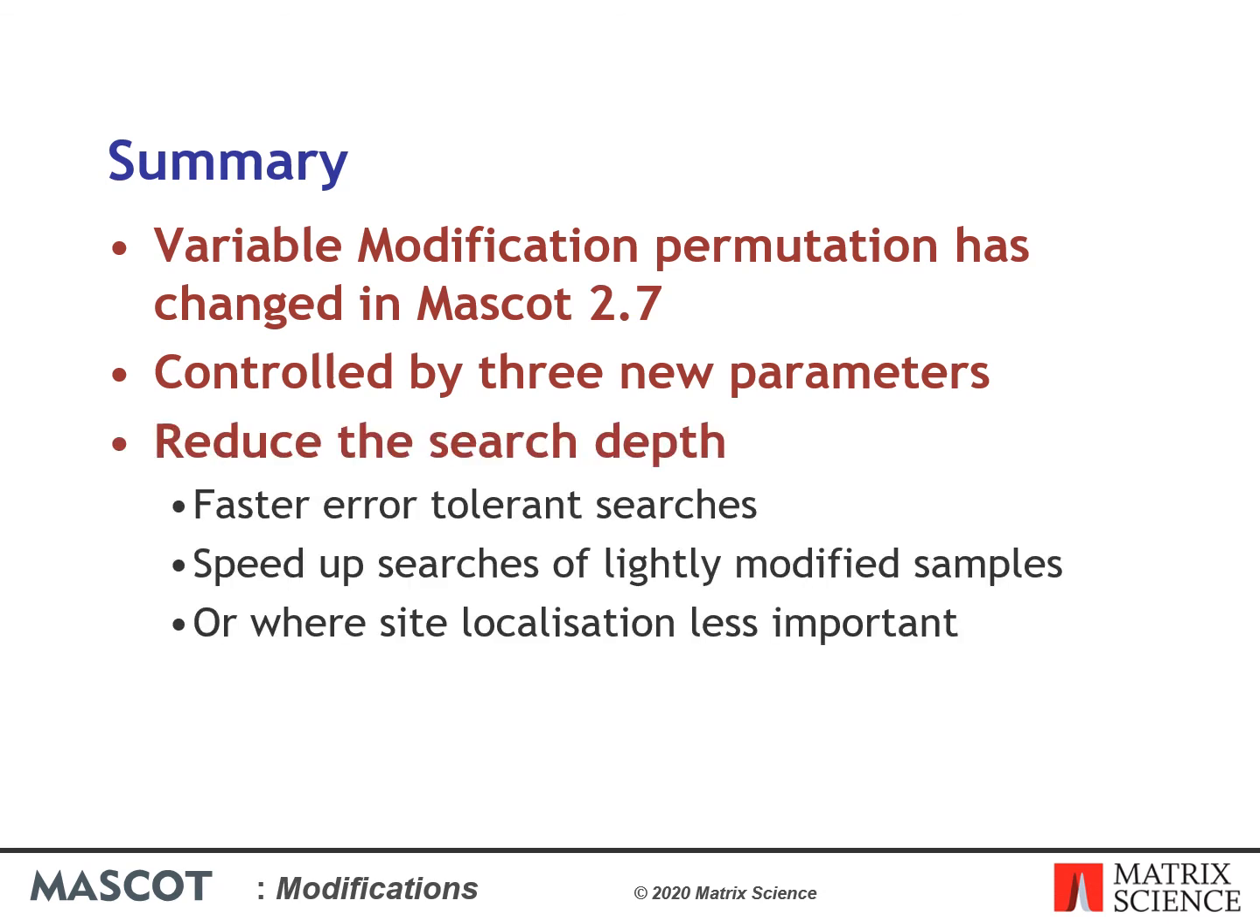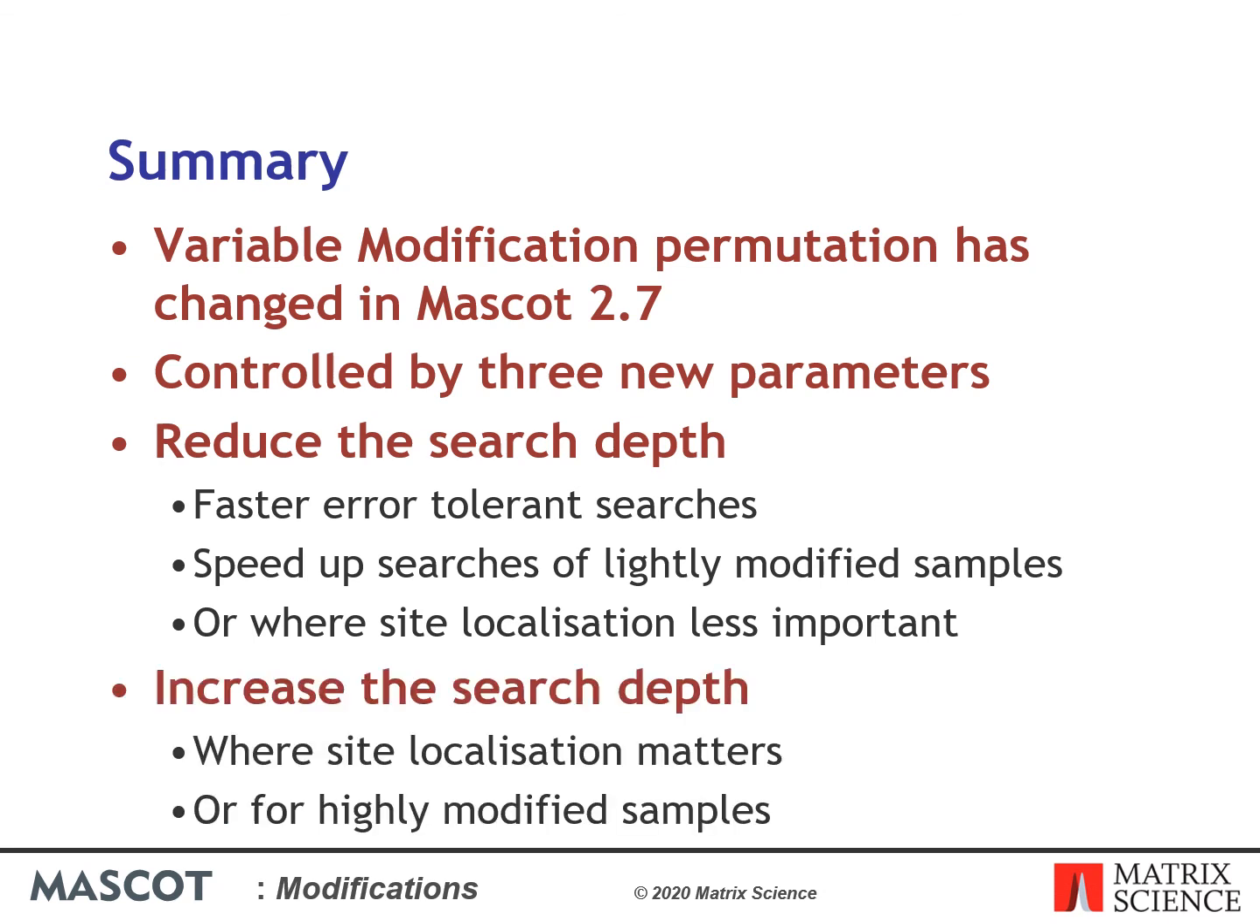By controlling these parameters, you can either reduce the depth of the search. This will speed up searches of lightly modified samples without affecting your results. Or you can increase the depth of the search, which is important if you're interested in site localization or in studying highly modified peptides.